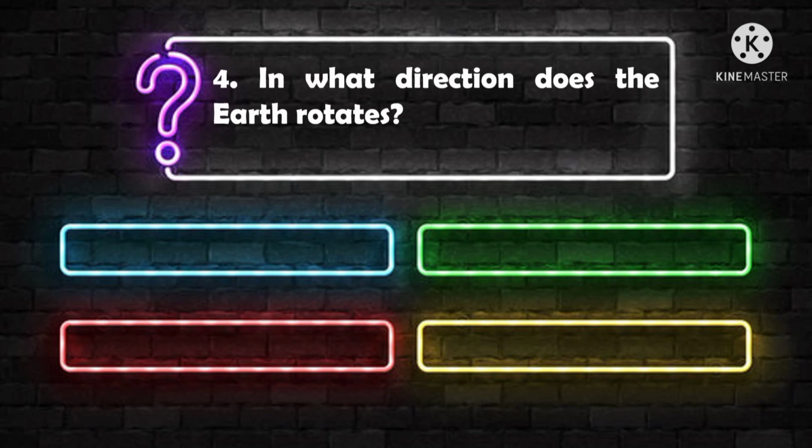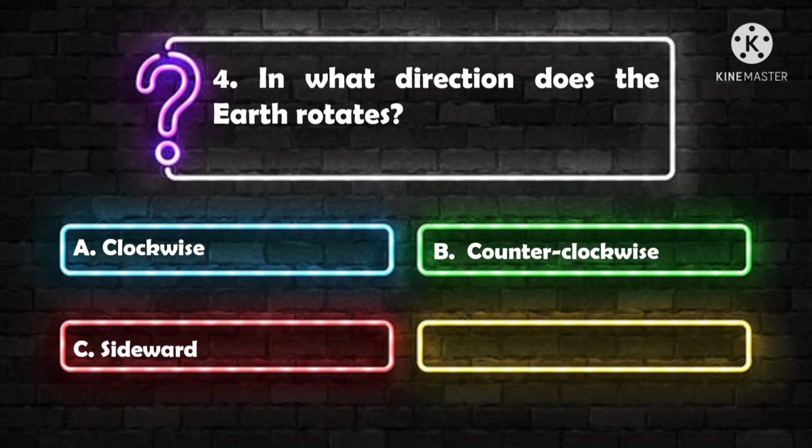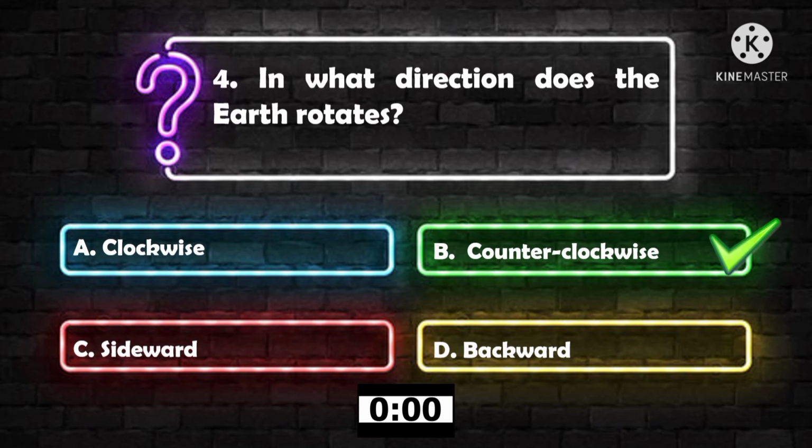4. In what direction does the Earth rotate? A. Clockwise. B. Counterclockwise. C. Sideward. Or D. Backward. The correct answer is letter B. Counterclockwise.